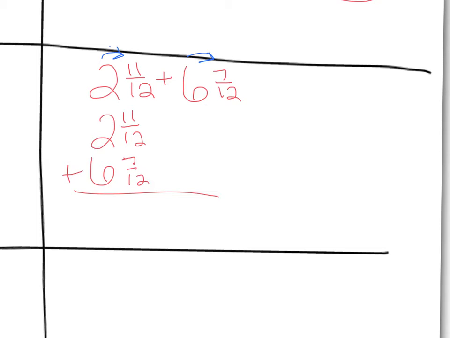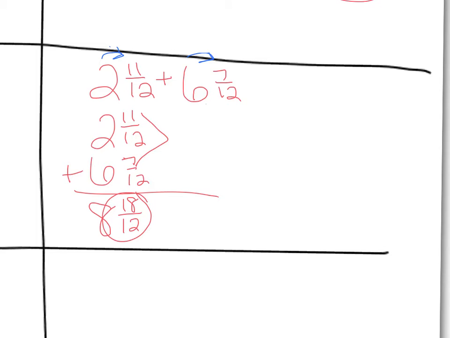So if I want to take 2 and 11 twelfths plus 6 and 7 twelfths, I look at my whole numbers and add them just like I normally would. 2 plus 6 gives me an 8. For my fractions, 11 twelfths plus 7 twelfths, I already have a common denominator, so I add the numerators together. 11 plus 7 gives me 18, and the rule tells me to keep my denominator, so it turns into 18 twelfths. With these, you have to make sure the fraction is simplified and also that it is a proper fraction. In this case, it is neither.